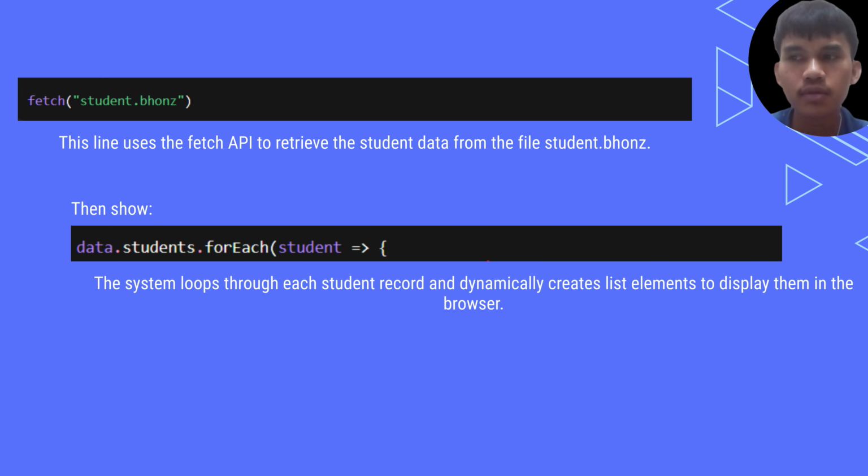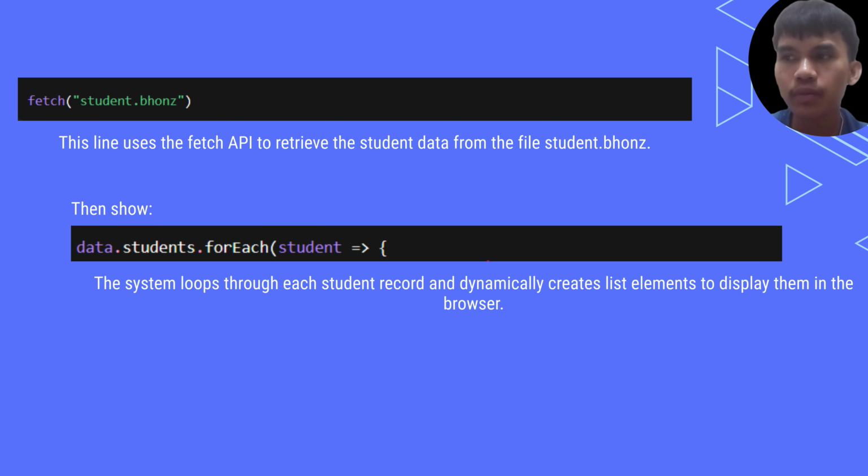This line uses the Fetch API to retrieve the student data from the file student.json. This converts the retrieved data into JSON format so the system can process it. Then data.students.forEach(student): this system loops through each student record and dynamically creates list elements to display them in the browser.